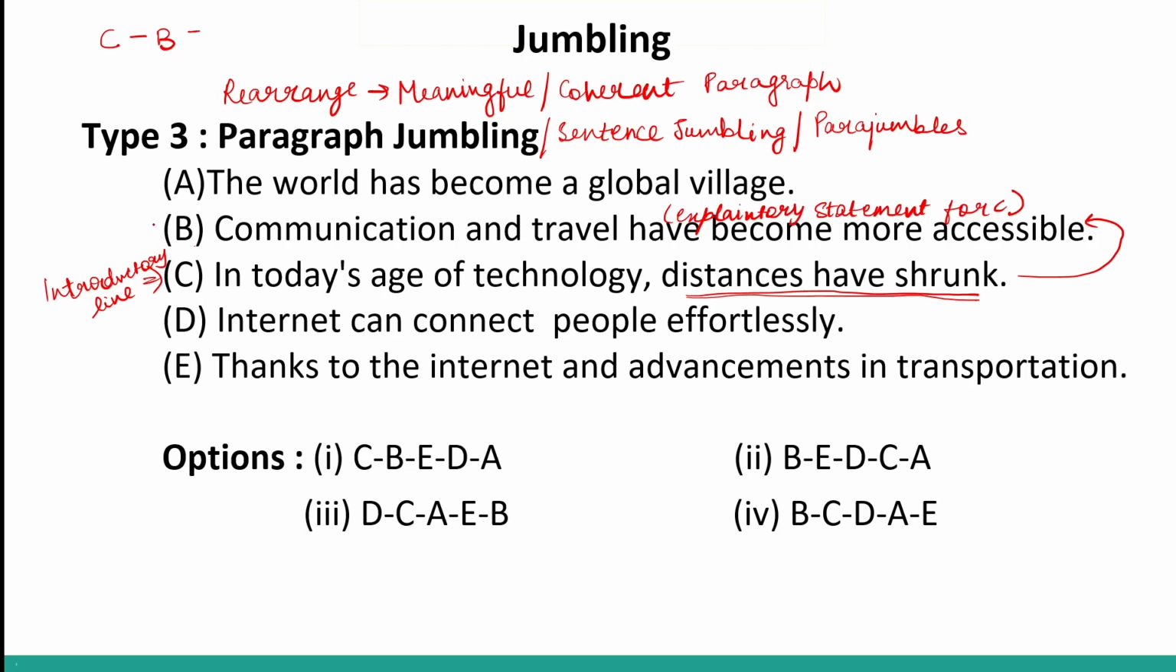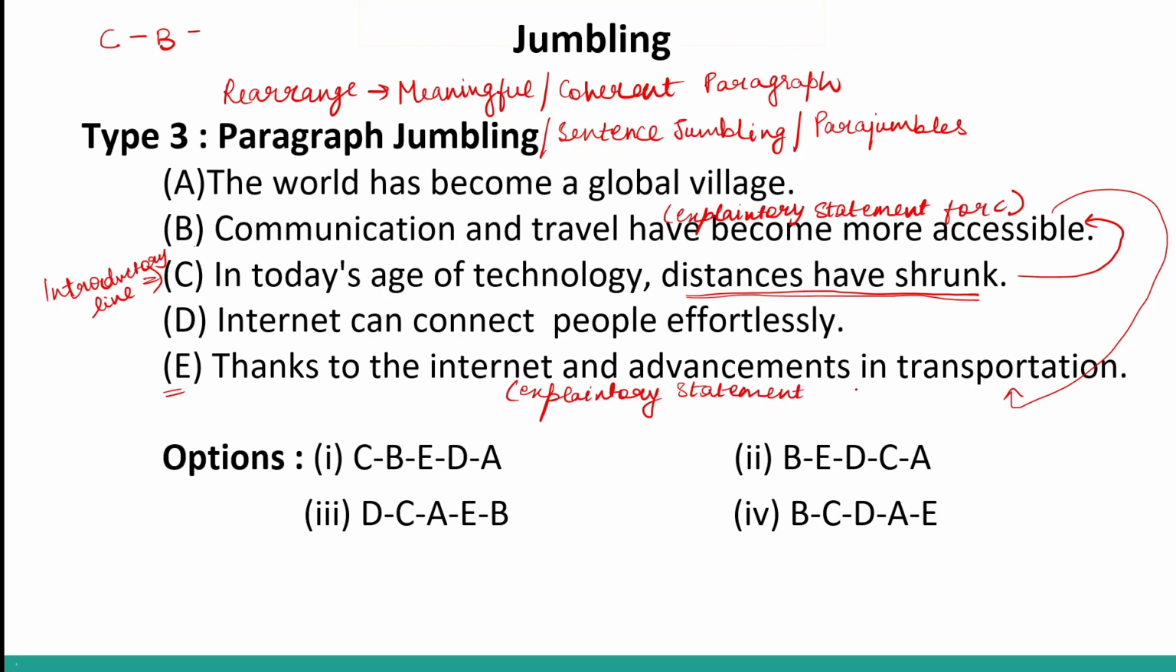Now in B we talk about communication and travel becoming more accessible. Now, how have communication and travel become accessible? This is again explained in E, thanks to the internet and advancements in transportation. So communication and travel have become more accessible due to the internet and advancements in transportation. So I can say that this sentence E is the explanatory statement for B.